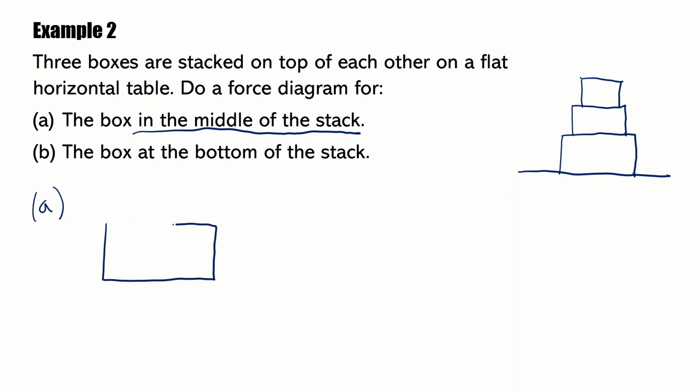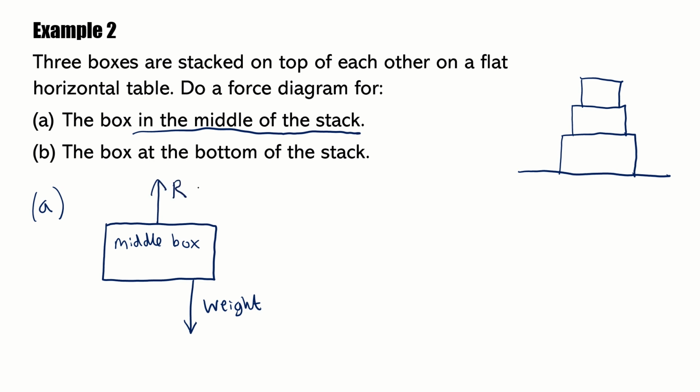So I'm going to draw a box. I'm going to label it as the middle box so I'm aware which object I'm doing the force diagram for. Of course, we're aware that this object has a mass, so once again it's going to have weight acting downwards. We then also have, of course, the fact that the middle box is coming into contact with the box below it. So therefore the box below it is going to be providing a reaction force going up.